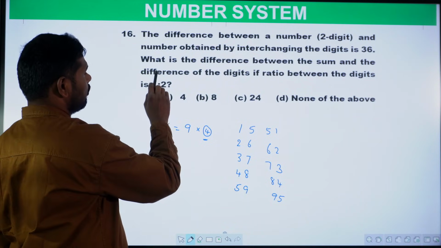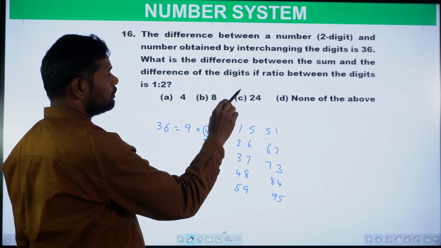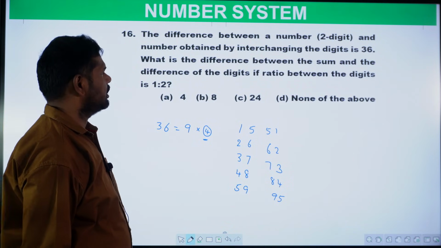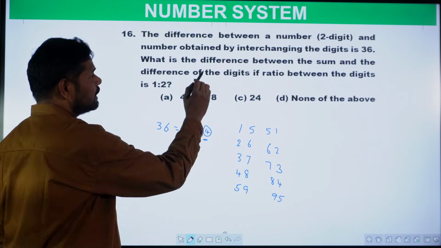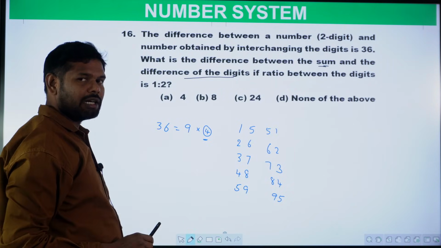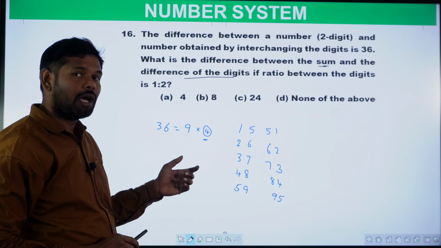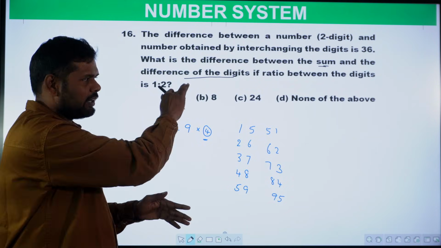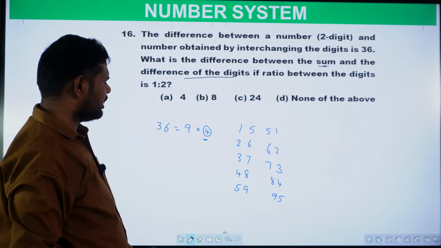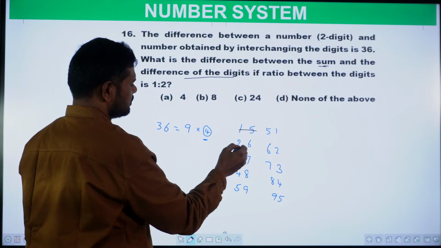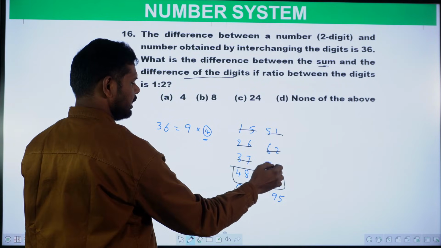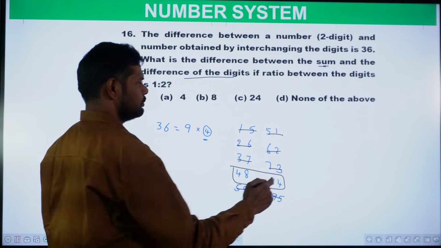Then what is given? What is the difference between the sum and the difference of the digits? Whatever the number is, they are asking for the difference between the sum and the difference of its digits. If the ratio between the digits is 1:2, only these two are possible, and the remaining are eliminated. Either 48 or 84, whichever you take.